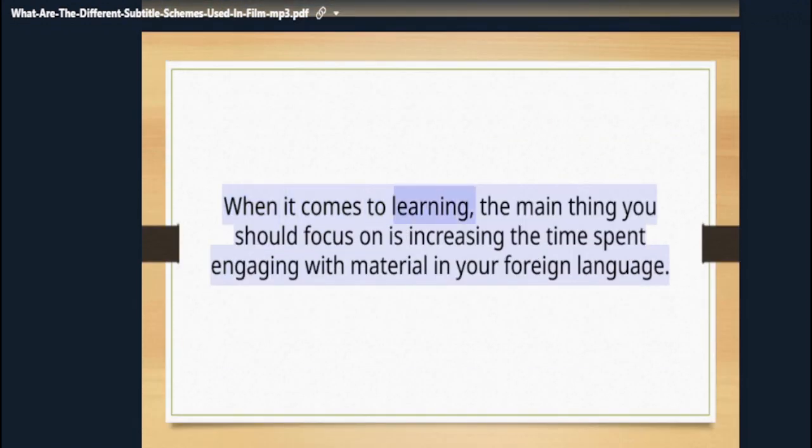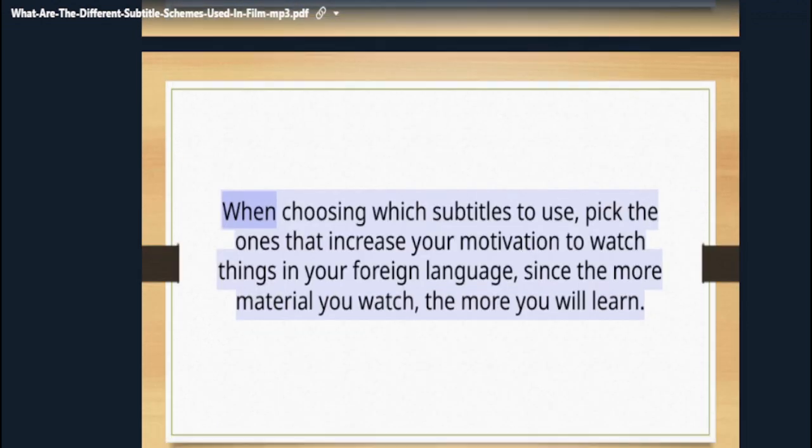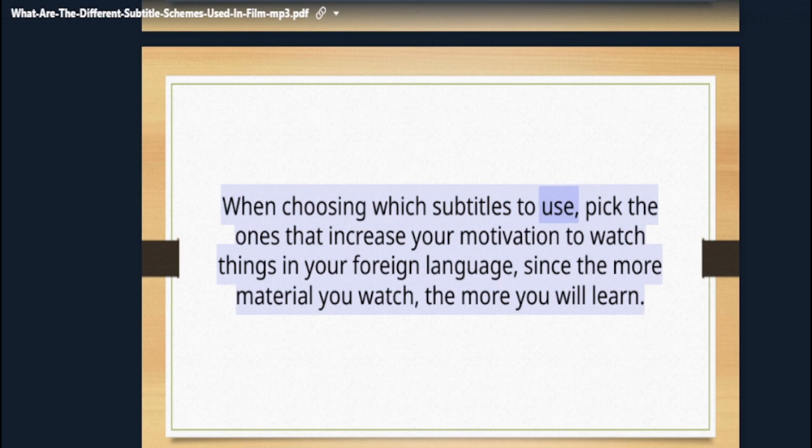When it comes to learning, the main thing you should focus on is increasing the time spent engaging with material in your foreign language. When choosing which subtitles to use, pick the ones that increase your motivation to watch things in your foreign language, since the more material you watch, the more you will learn.